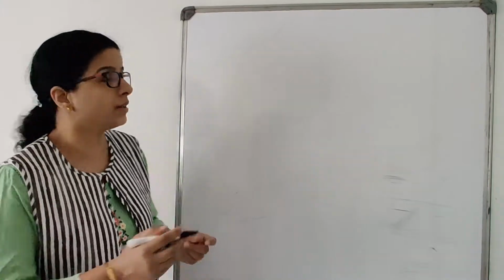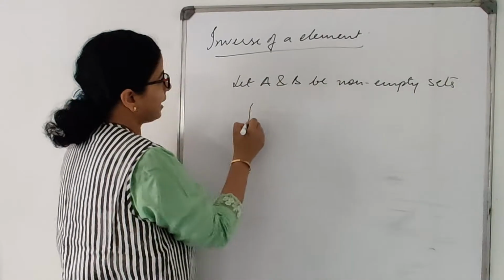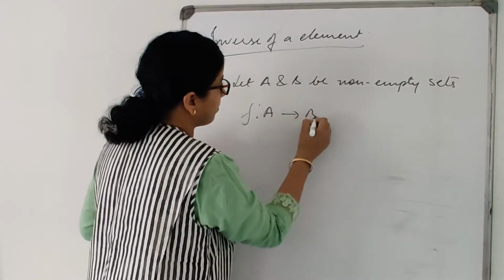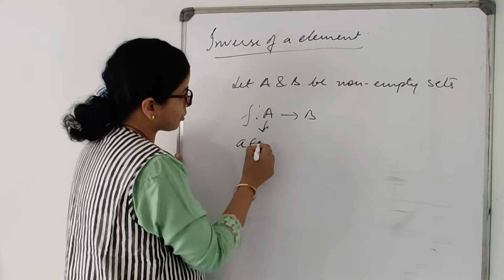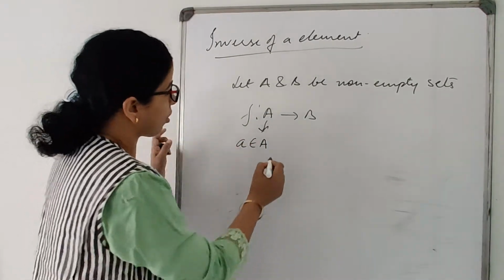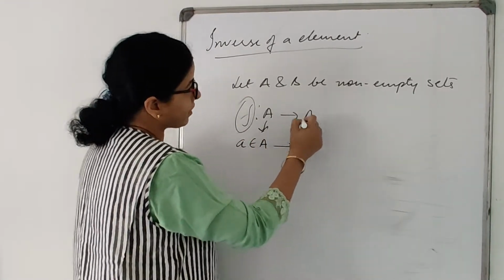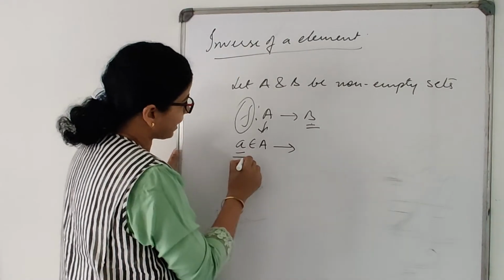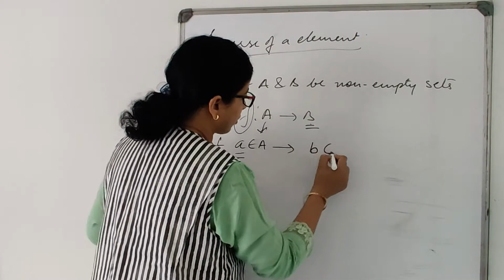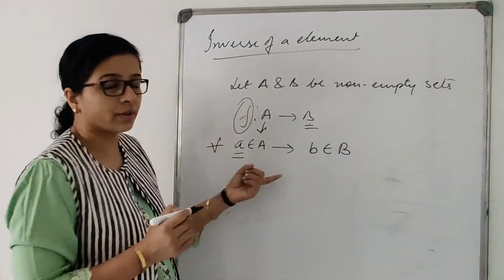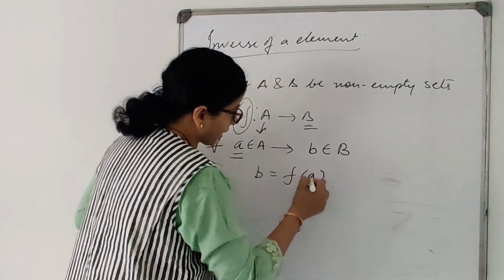Inverse of an element: let A and B be two non-empty sets and f: A to B be a mapping. The elements which belong to capital A, since it is a function, will always have an image in B. So for every a belongs to A, we have b belongs to capital B, or we can write that b is equal to f(a).